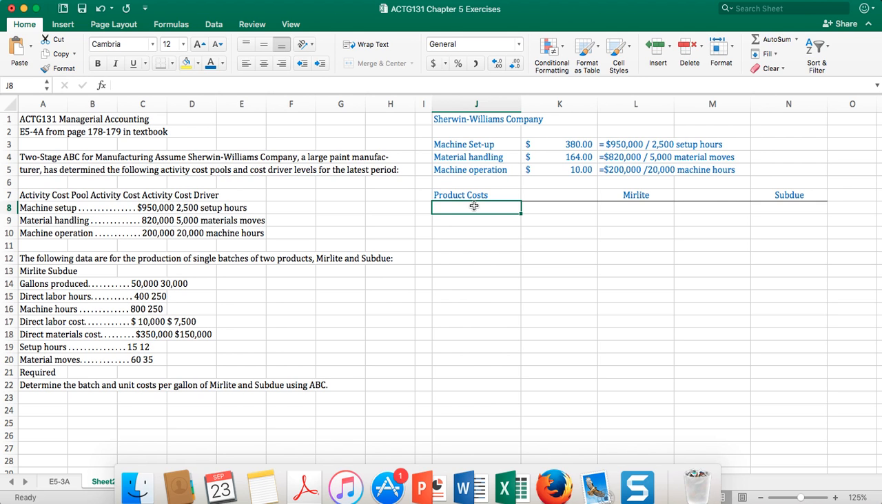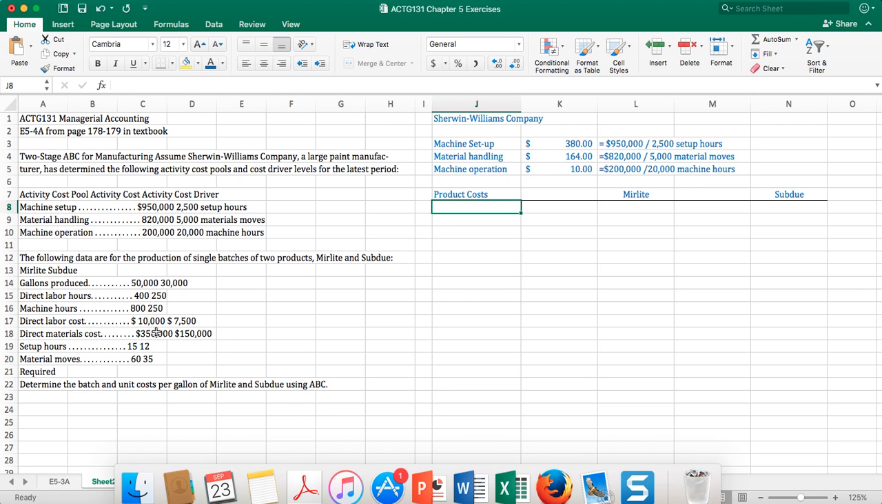Now, here's how we do our product costs. When we look through this list, we know that direct materials is definitely part of a product cost. So I'm going to write that here, direct materials. For Merlite, it's $350,000, and for Subdue, it's $150,000. And once again, that was given right here.